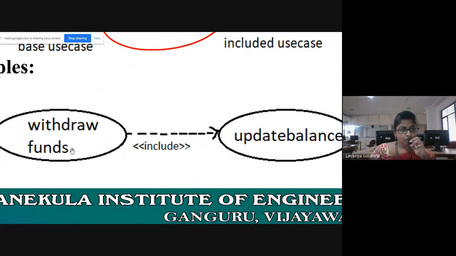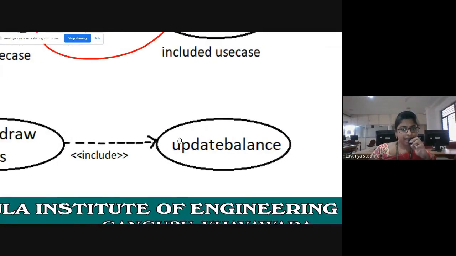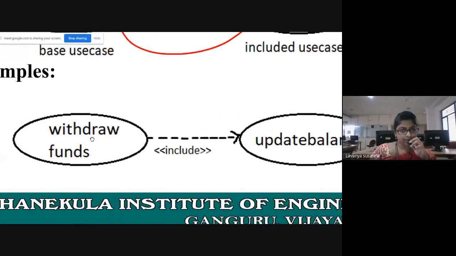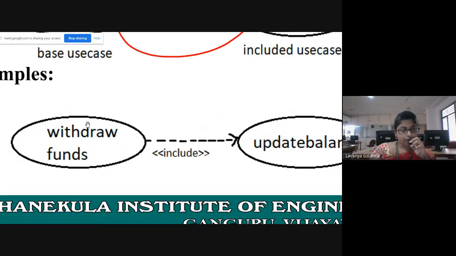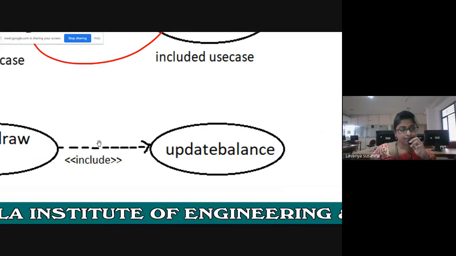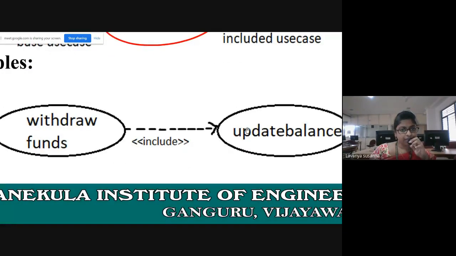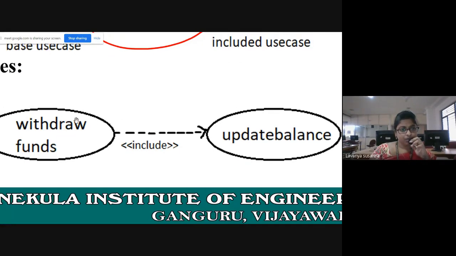See, withdraw funds. Withdraw funds is a use case where you are going to withdraw money. In order to execute this, after withdrawing, the balance must be updated, right? That means in order to execute withdraw funds, it compulsorily should call update balance. After withdrawing, the balance must be updated, right? So in order to execute withdraw funds, it will call update balance.